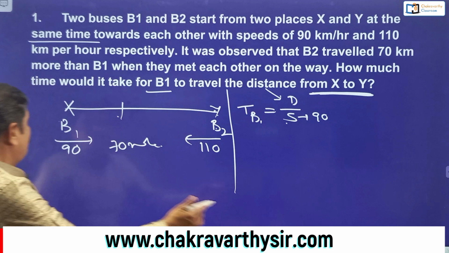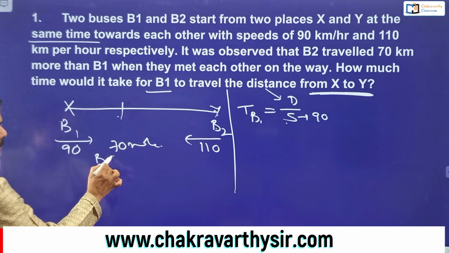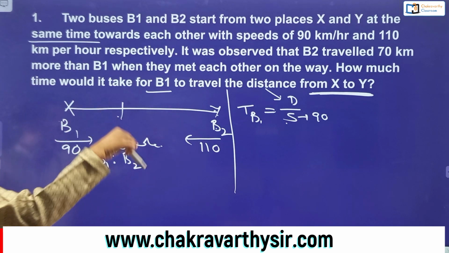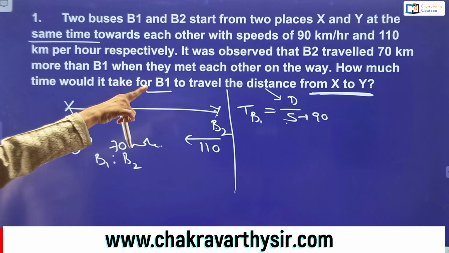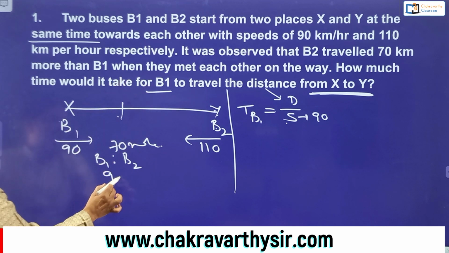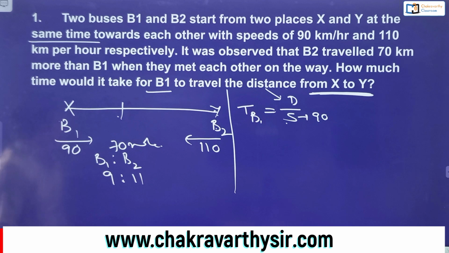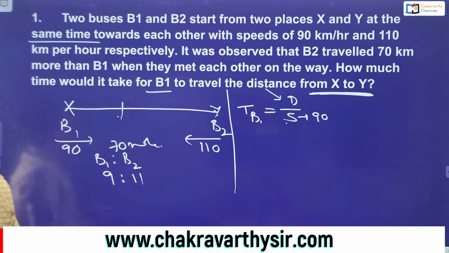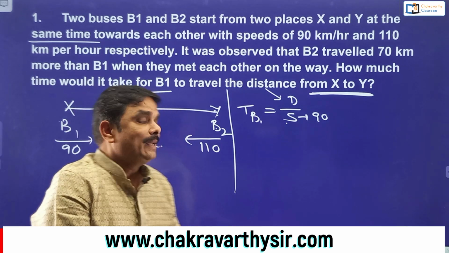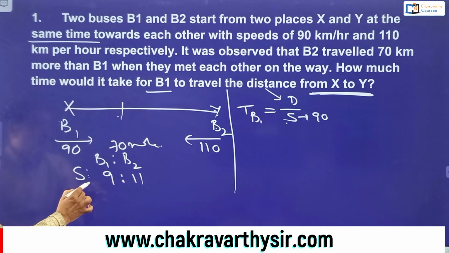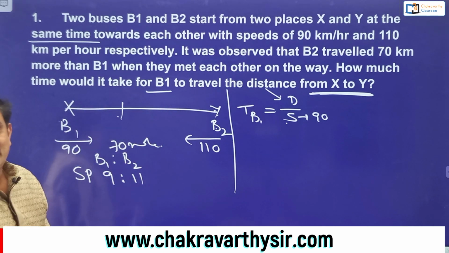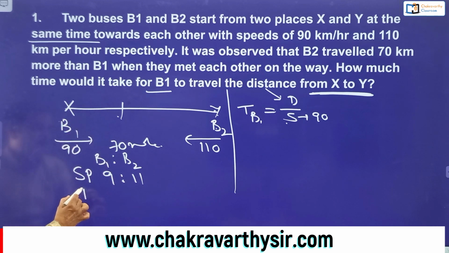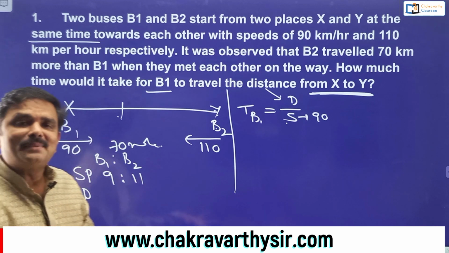What is the speed ratio of bus 1 and bus 2? I am taking the speed ratio, that is 90:110 or 9:11. That means suppose bus 1 traveled at the rate of 9 kilometers per hour. Correspondingly, bus 2 should travel at the rate of 11 kilometers per hour. This is the speed ratio. But when time is constant, this speed ratio can be taken as a distance ratio. As simple as this.